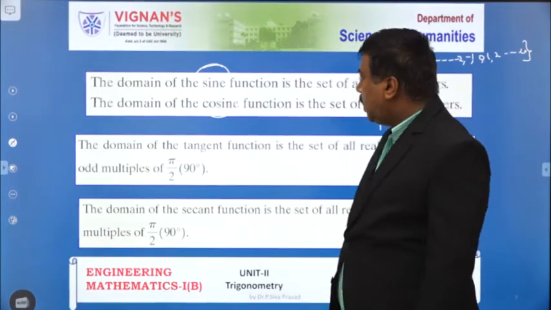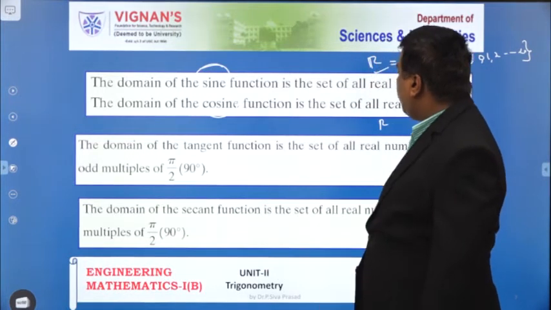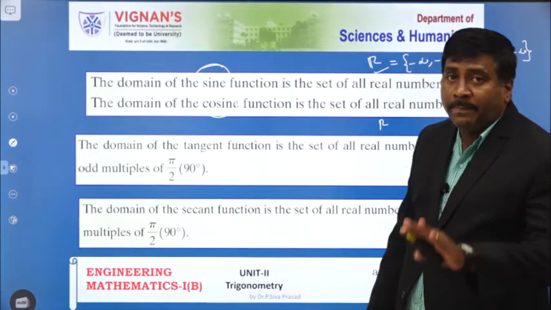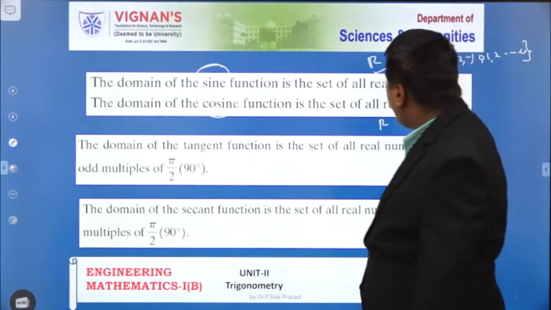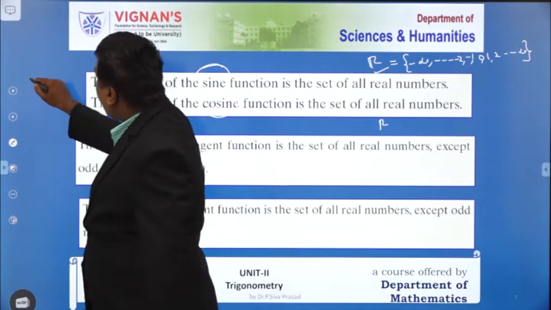Okay, in that. Similarly, the domain of the tangent function is the set of all real numbers except the odd multiples of 90 degrees. So how we have to consider this is tan 90.